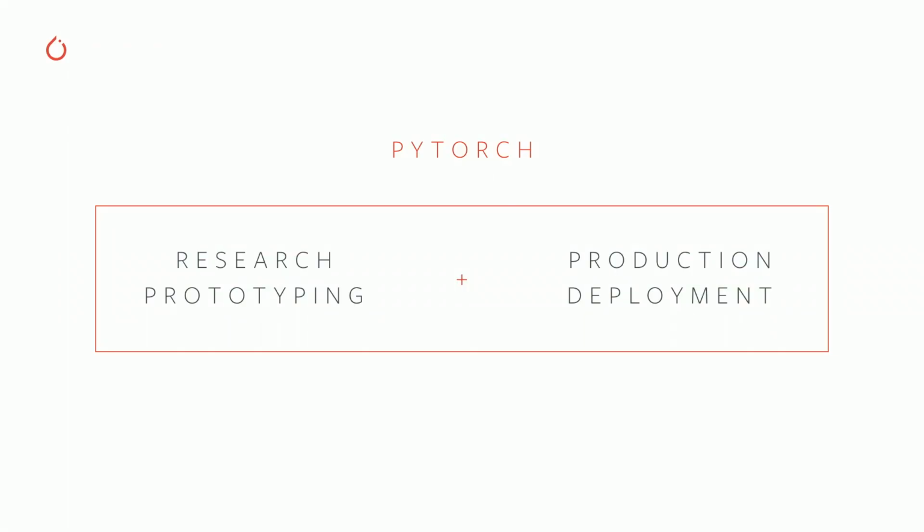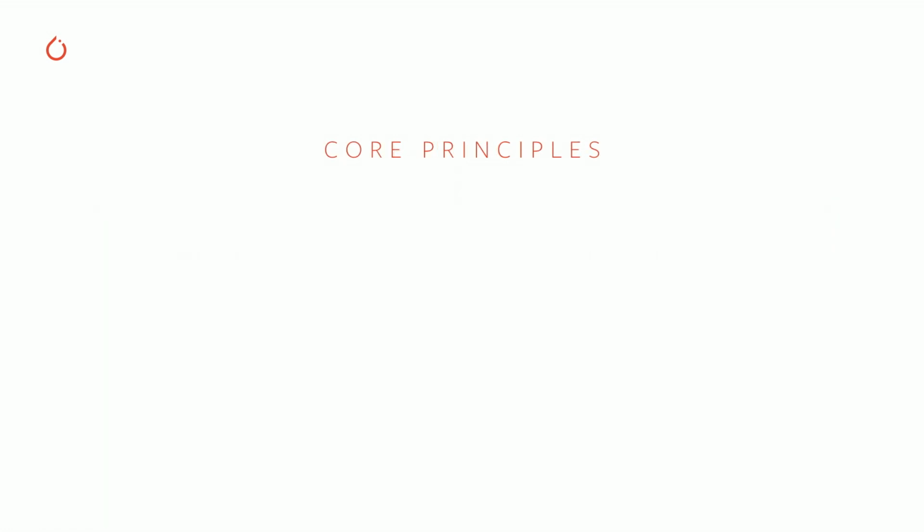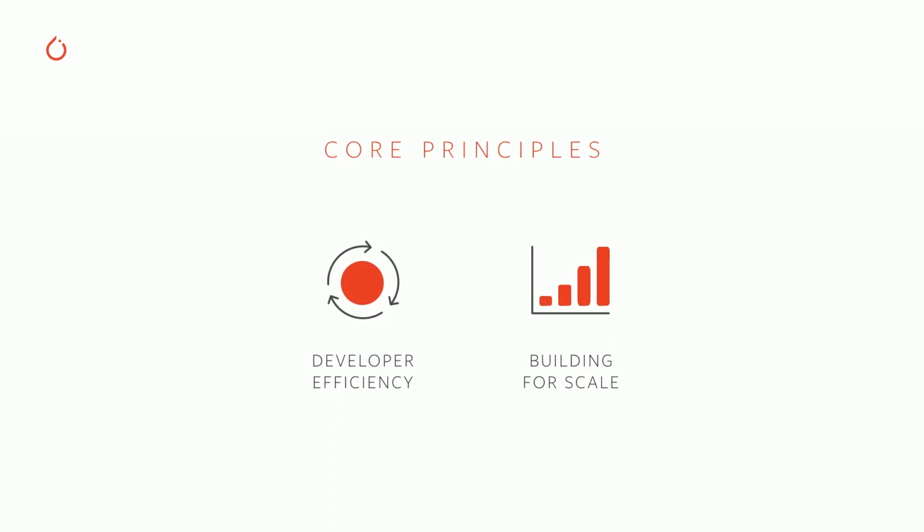All of these things are coming back to our desire to bridge 2 worlds. One is cutting-edge research, the other is large-scale production deployment. Going back to what Jeff just mentioned, starting from PyTorch 1.0, we have been focused on developing core features to accelerate the path from research to production. Here are the 2 core principles we're following very closely. One is we want to optimize for developer experience and drive developer efficiency. The second is building for scale.